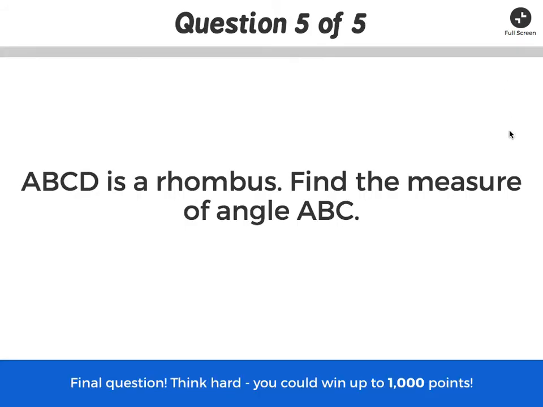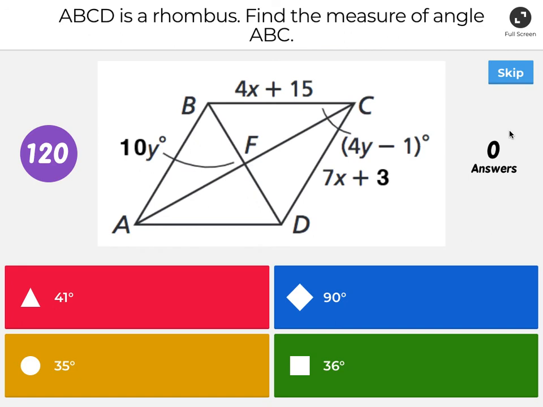Alright, last one. And then you guys will have your quiz. ABCD is a rhombus. Find the measure of angle ABC. Oh wow. Wait, you gave us enough information?